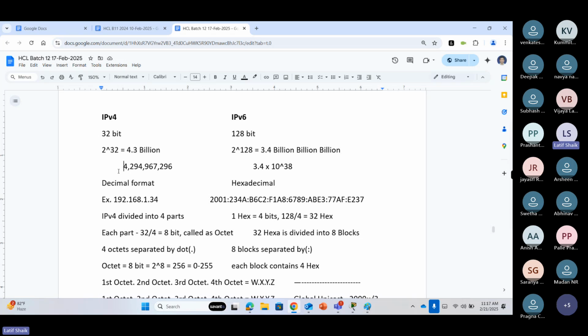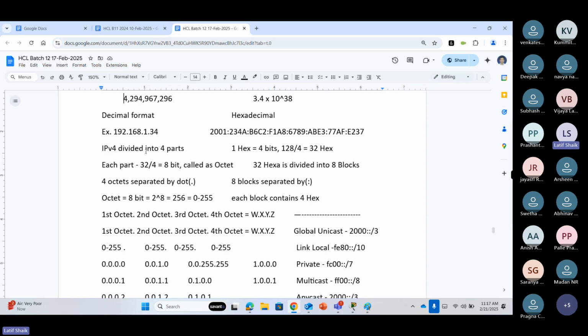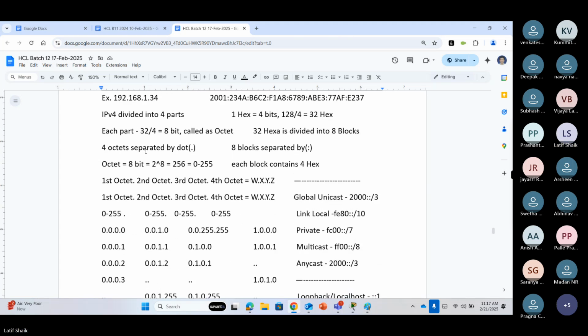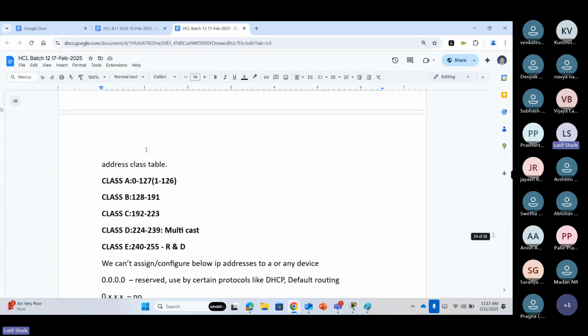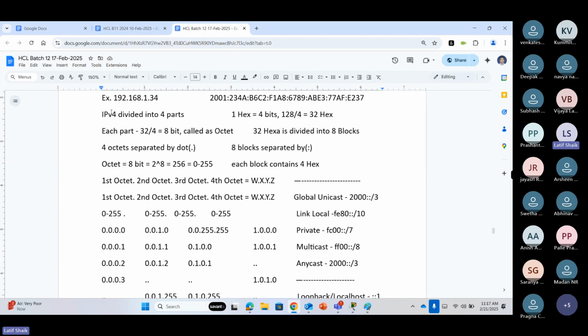And IPv4 is represented in decimal format. This entire 32 bits is divided into 4 parts. Each part is 8 bits. So each part we call an octet, which is separated by a dot. Each octet ranges from 0 to 255. The very first one we call the first octet, the second one the second octet, the third one the third octet, like that.